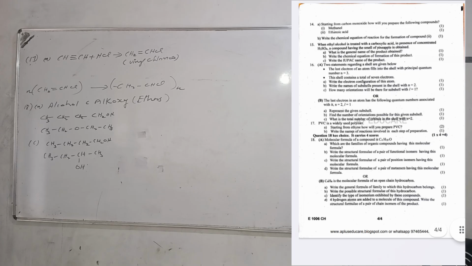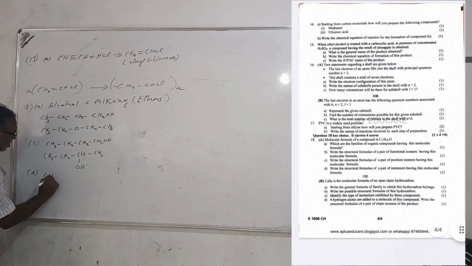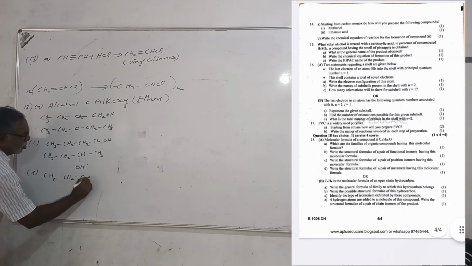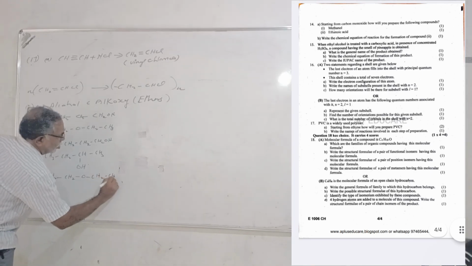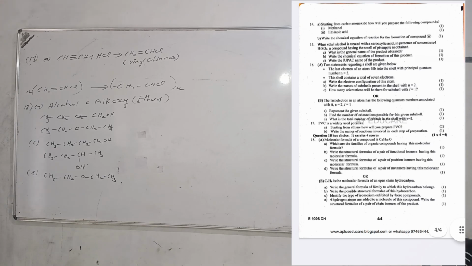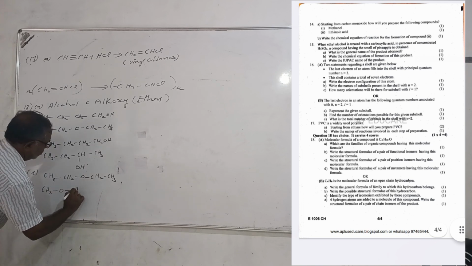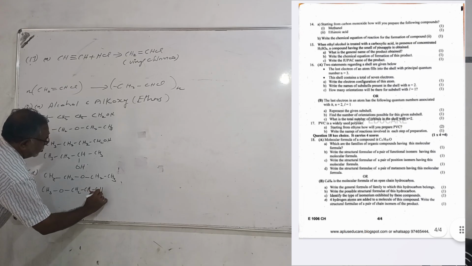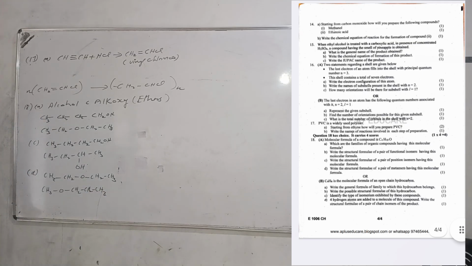Metamers having this molecular formula: CH3CH2O, and the same we can write with CH3. In metamers, the functional group is the same but the alkyl groups are different. So this is the answer.